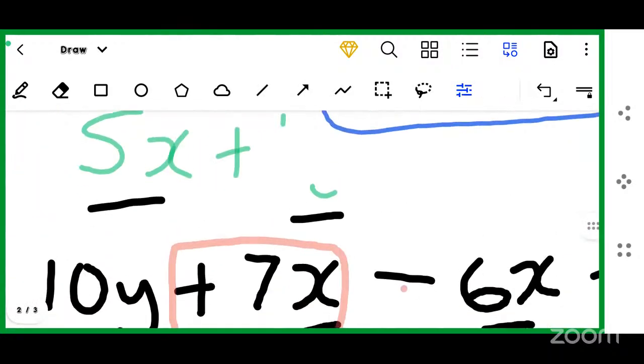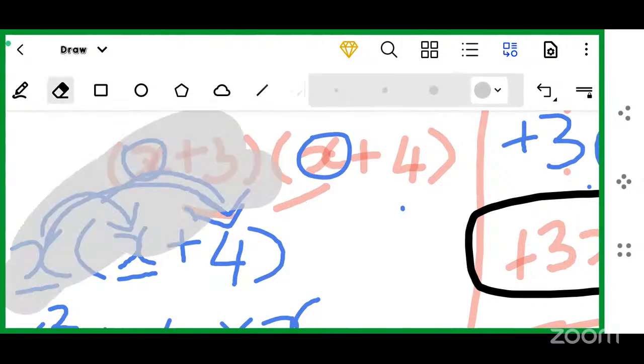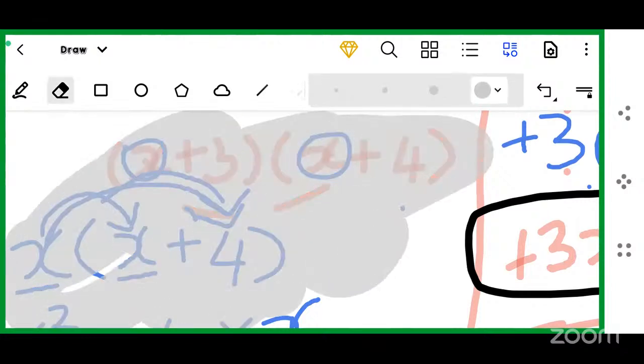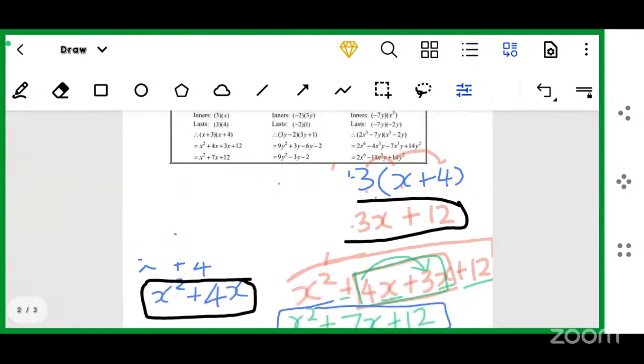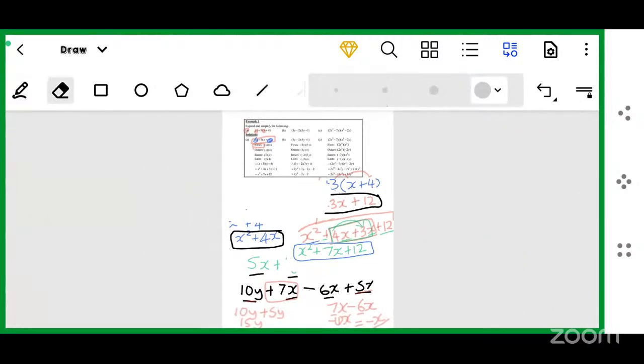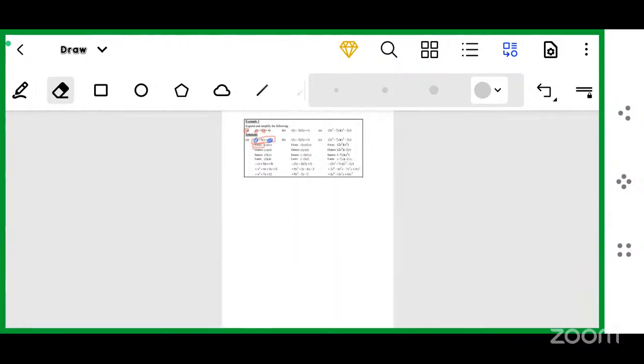I have to fill the space here. There we go.